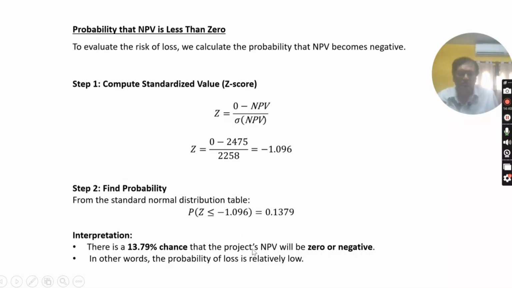This is the chance that the project NPV will be 0 or negative. That means the project will be rejected. That percentage is 13.79%. Okay, that means acceptance probability will be 1 minus 0.1379. The difference will be the acceptance.